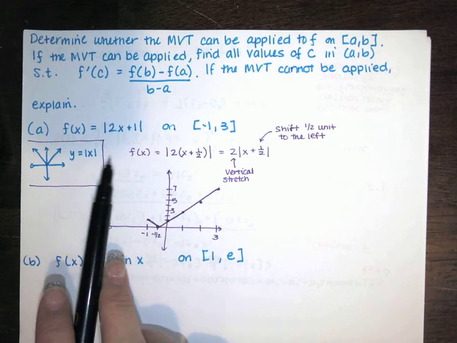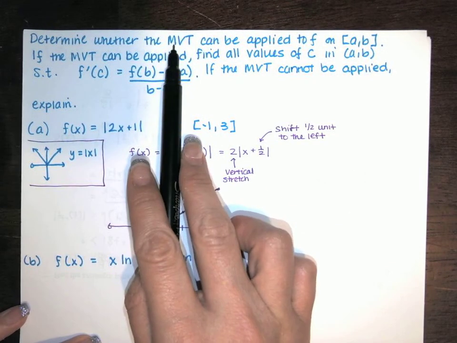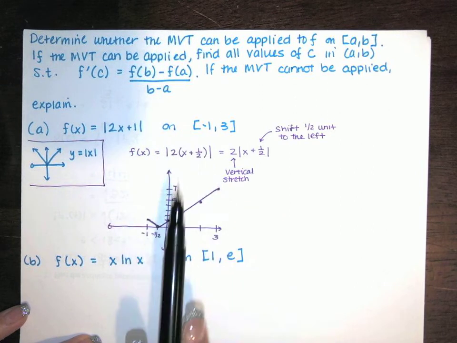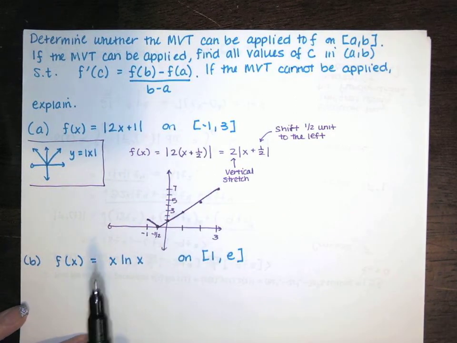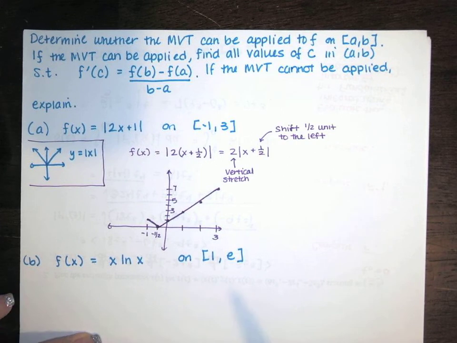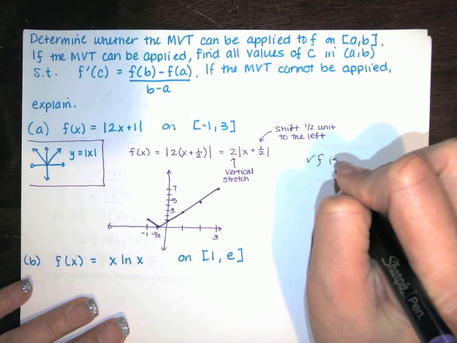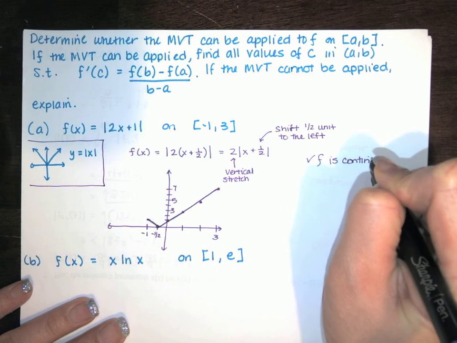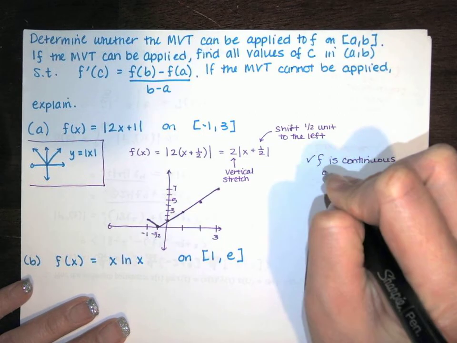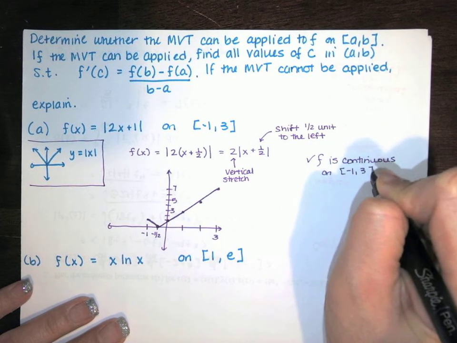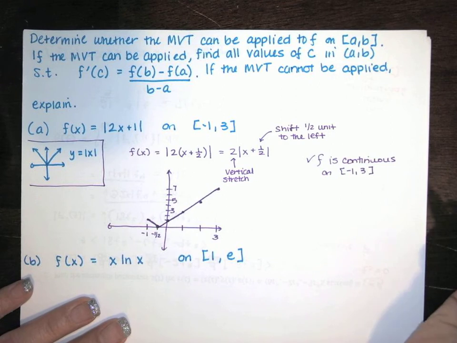Now remember, we're trying to determine whether the mean value theorem can be applied to this function on this interval. We need to check for 2 things: continuity and differentiability. F is continuous on the interval from -1 to 3, because all absolute value functions are continuous.